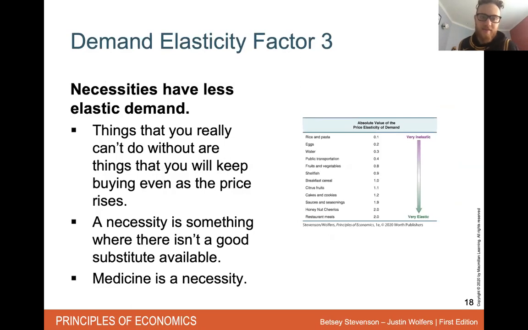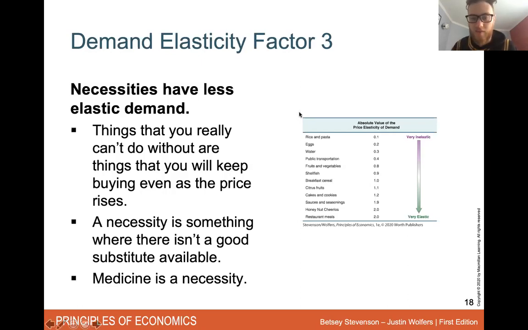Factor 3, necessities have less elastic demand. Things that you really can't do without are things you will keep buying even as the price rises. A necessity is something where there isn't a good substitute available, like medicine as a necessity, water a necessity.